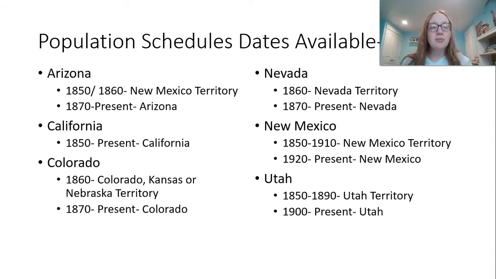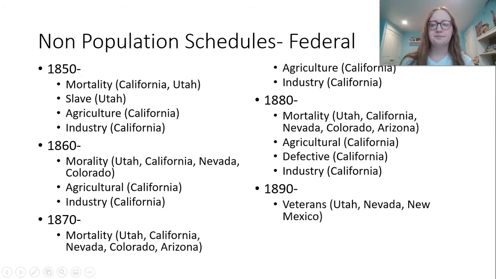Here are the dates that are available for the federal population schedules, and what they will be listed as. For example, Arizona in 1850 and 1860 will be listed as New Mexico Territory, because Arizona was part of the New Mexico Territory until 1864. Then from 1870 to the present, you'll just find it as Arizona. California, on the other hand, is always listed as California due to its gaining from Mexico, and it almost immediately became a state. So from 1850 on, it'll just be listed as California. Then there's all the other states and their dates for our region.